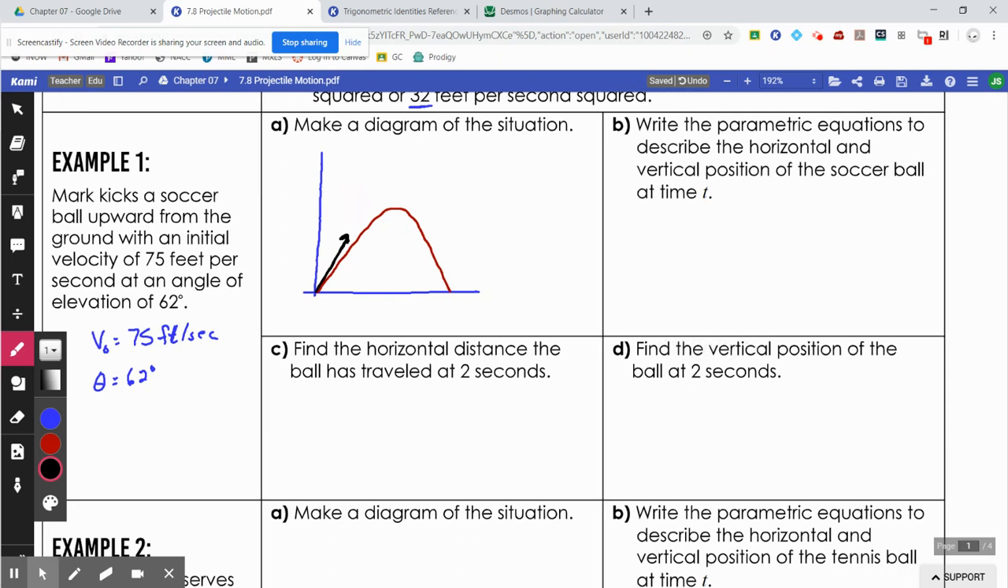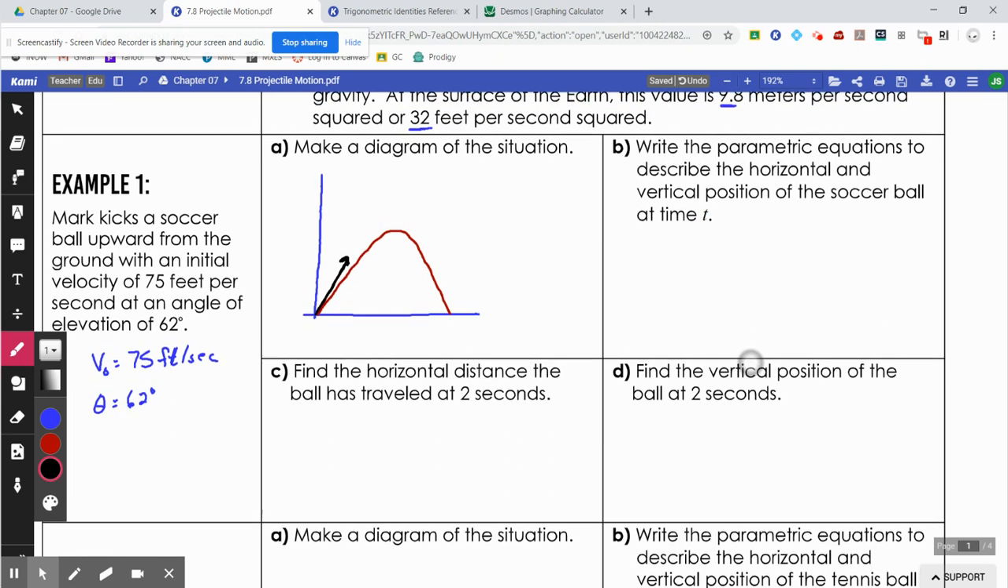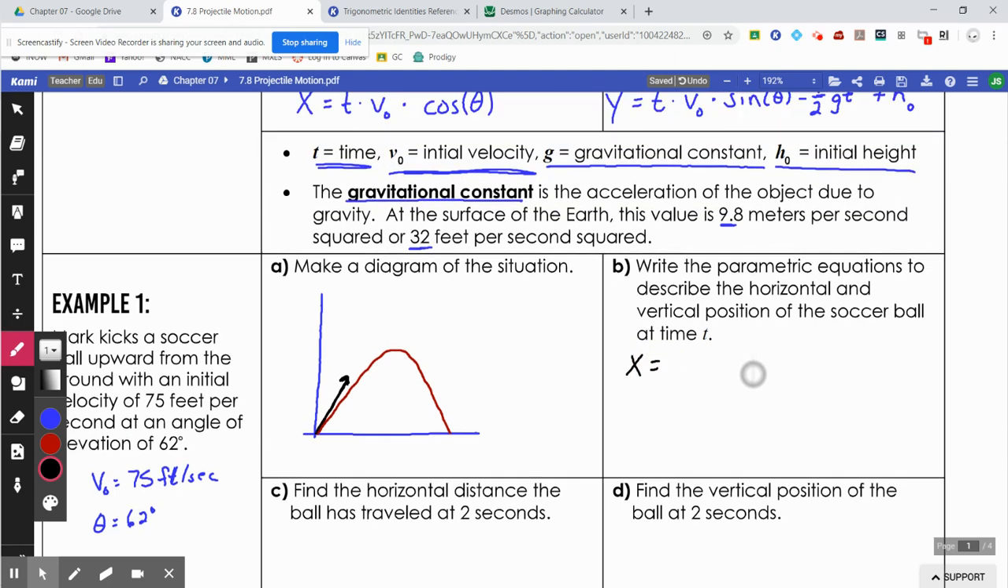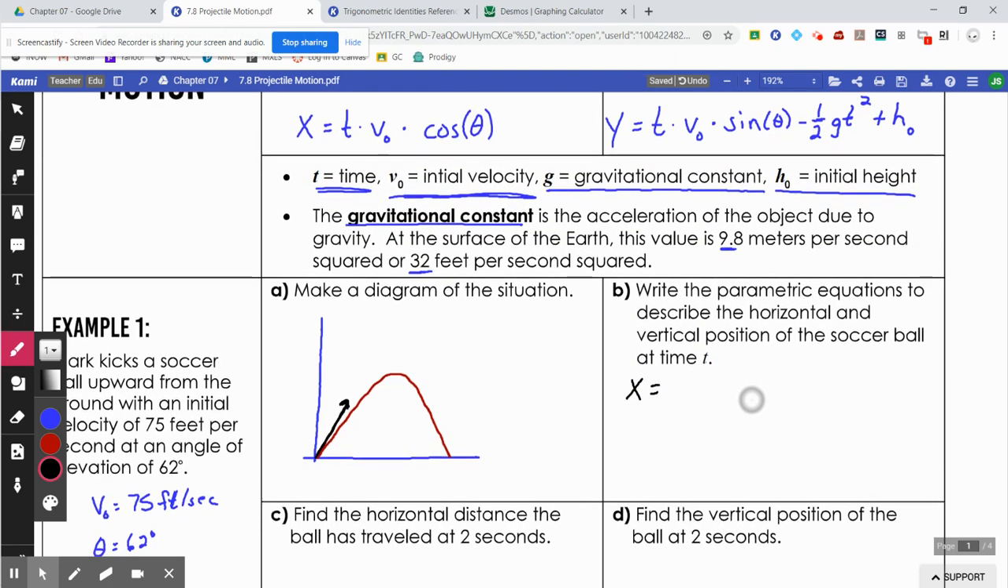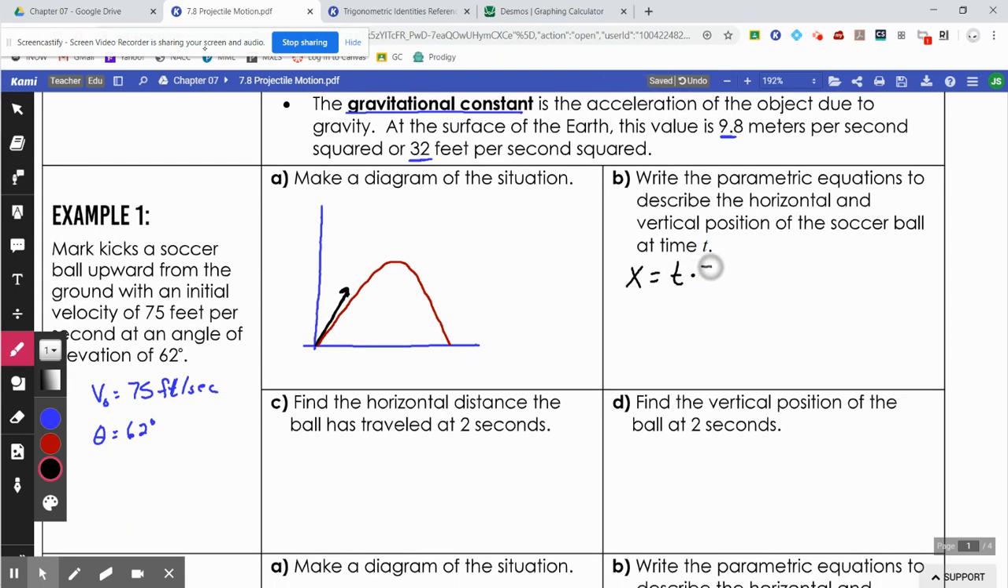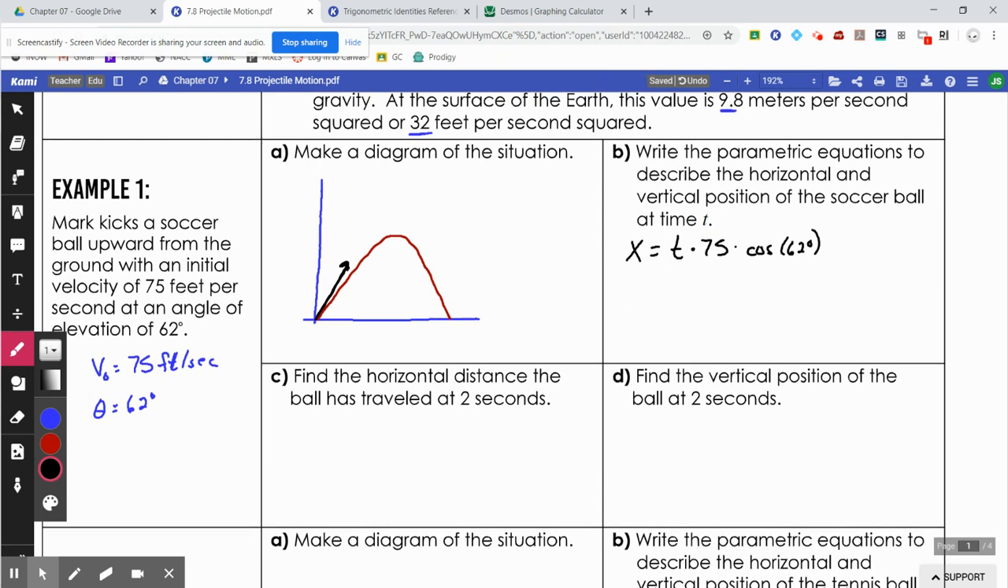Write a parametric equation to describe the horizontal and vertical position of the soccer ball at time t. So for your parametric equation, your x value again is equal to t times v sub 0 times cosine of theta. So t times your initial velocity, which is 75, times the cosine of theta, which is 62 degrees. So there's your x value.